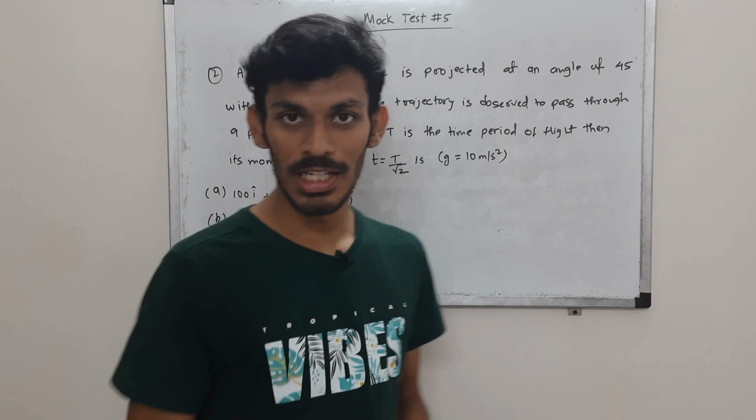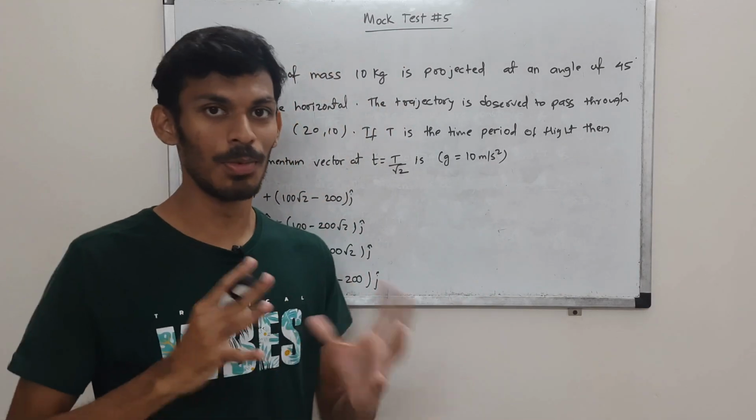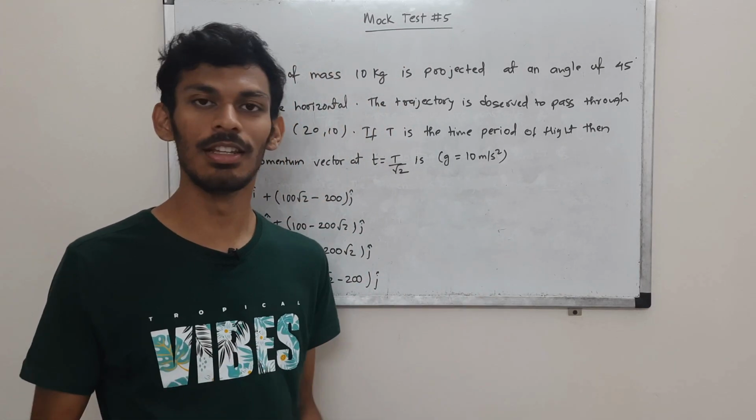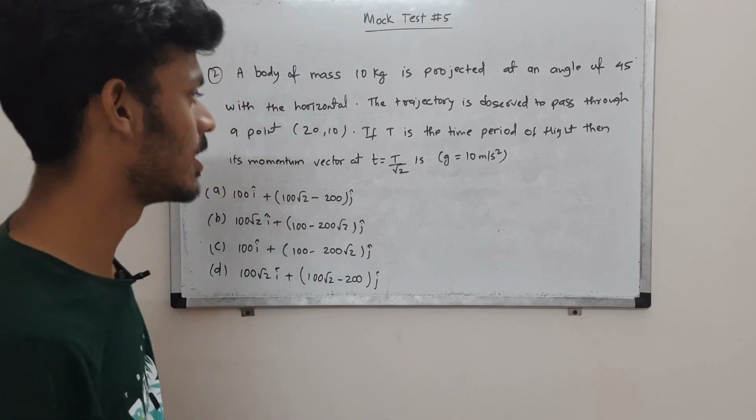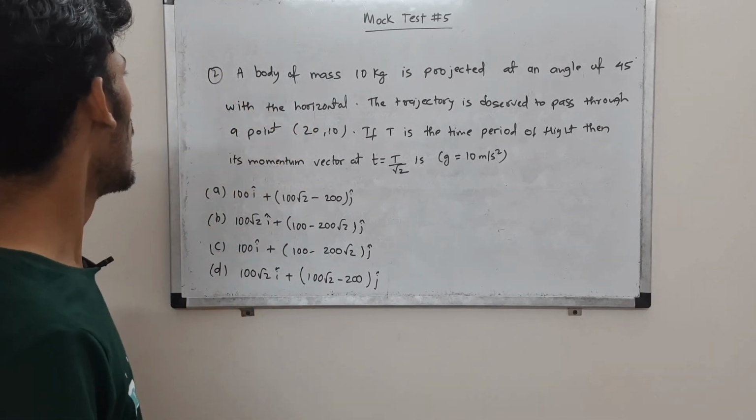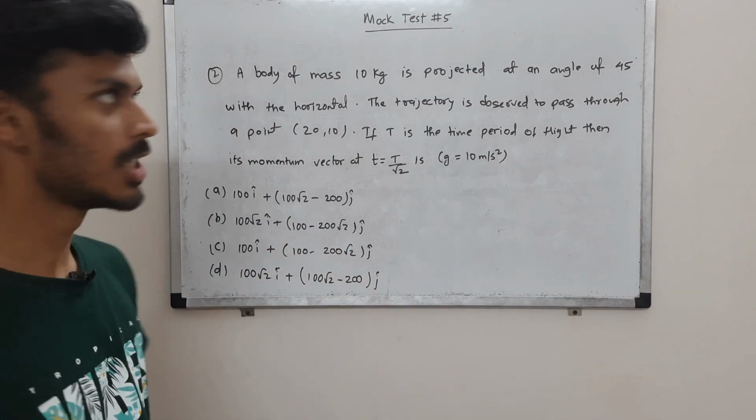Now coming to question number 2. Question number 1 was from units and dimensions, and if you see the pattern, you'll see that there is at least one question from units and dimensions in each of these JEE papers. So now question number 2 is from motion in two dimensions.